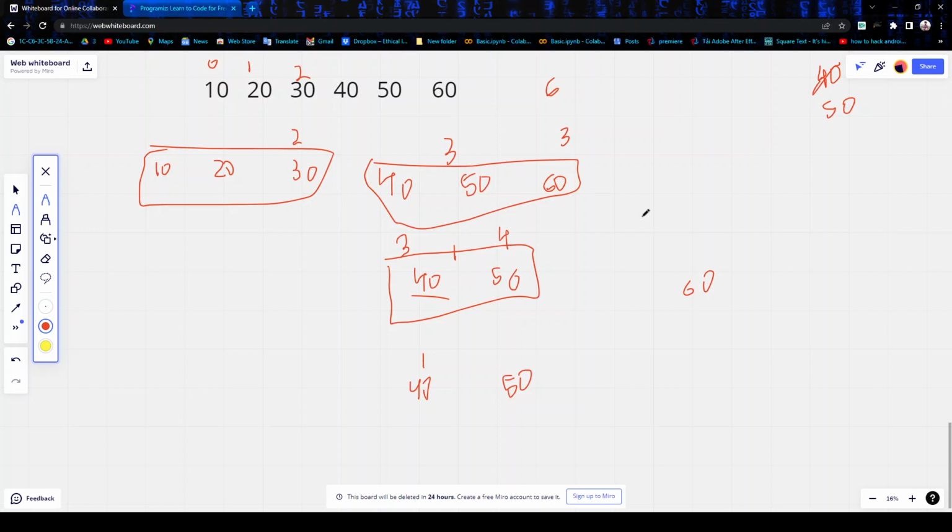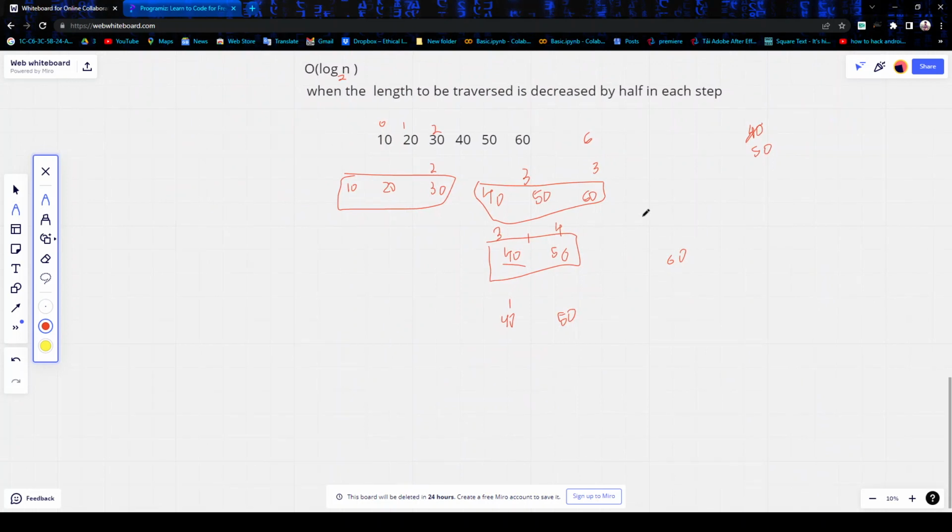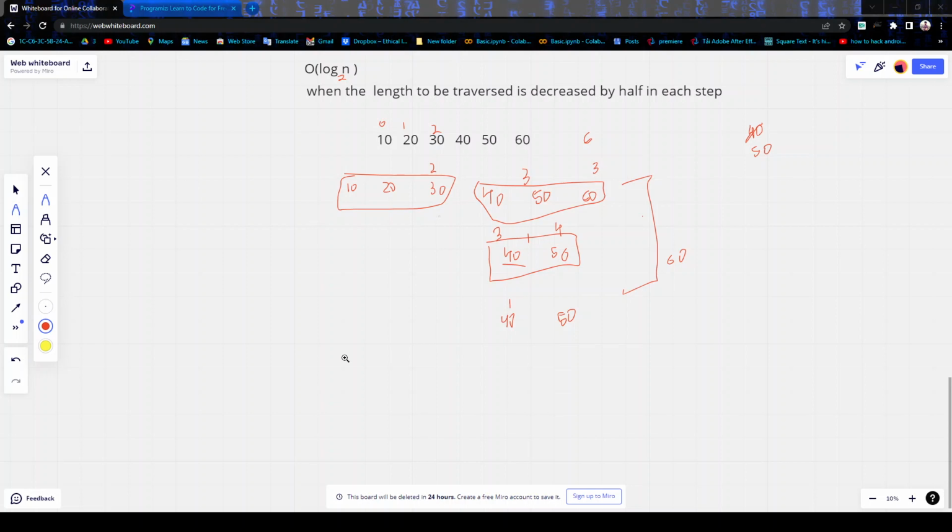Now, this algorithm has the time complexity of log n because the number of steps becomes half. Why is it becoming half? Because we are decreasing the length of the traversal each time. Let's understand the binary search a little bit more and in more detail.